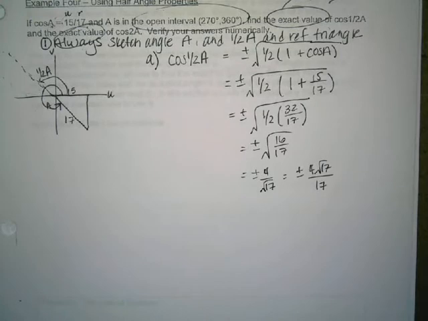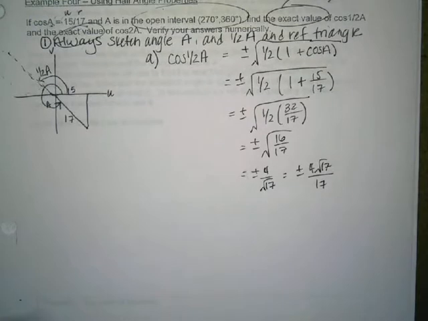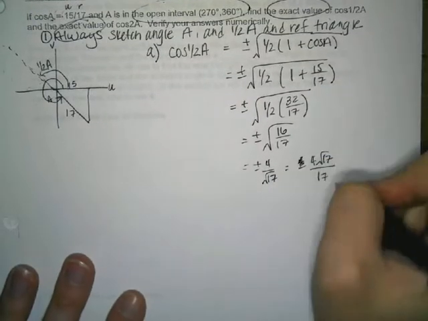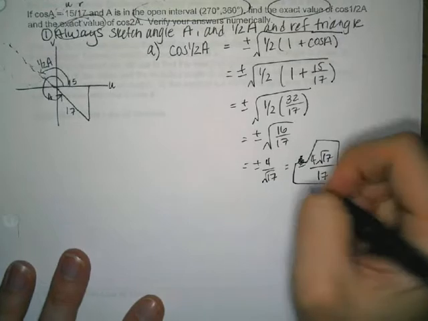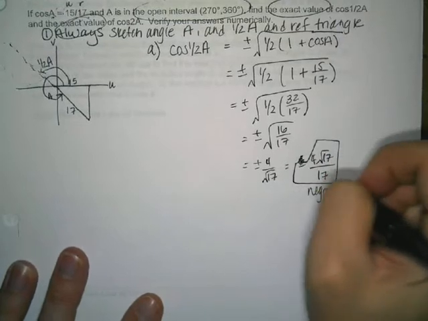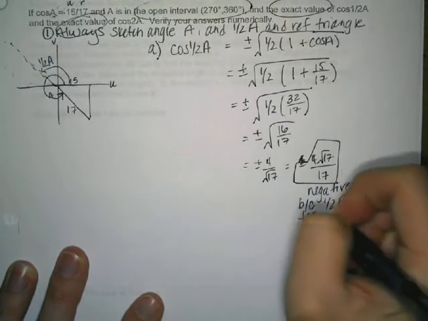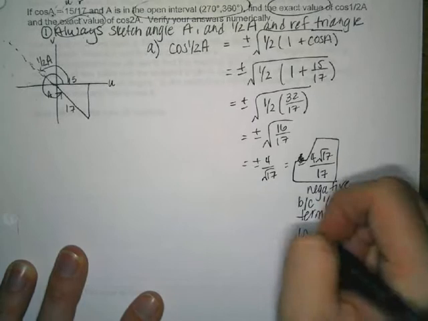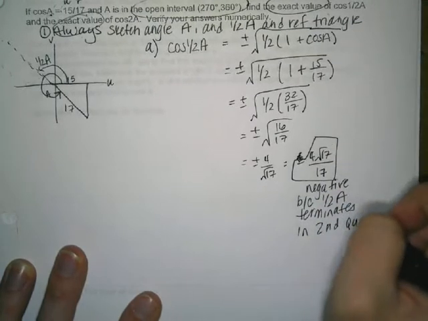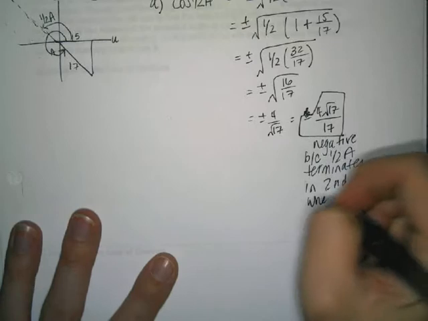It's going to be negative. Why is it negative, Donnie? Because all students take calc, that's the sine quadrant. Good. If 1/2 A terminates in the second quadrant, that's where cosine is negative. And so you're looking at cosine 1/2 A, you're going to have to pick the negative version. And it's negative because 1/2 A terminates in the second quadrant, where cosine is negative.